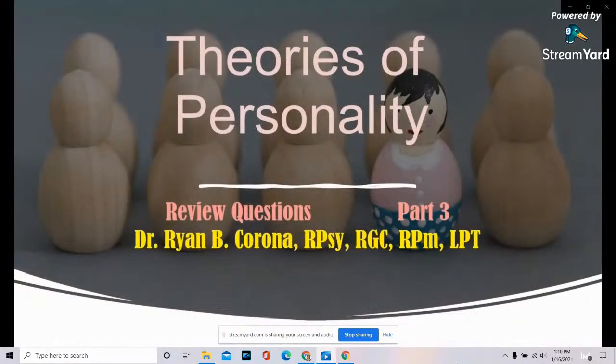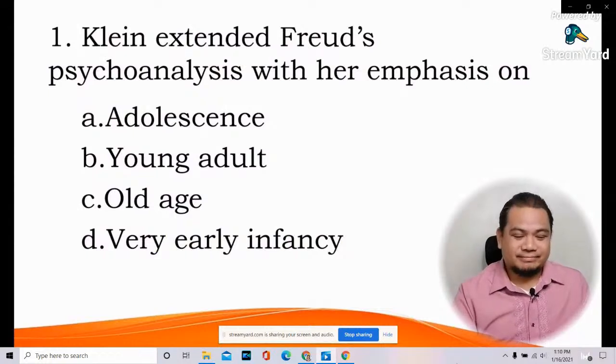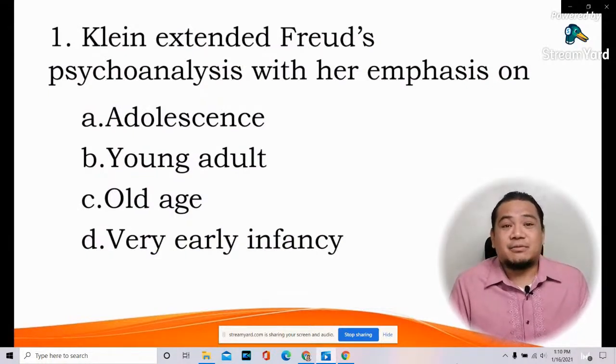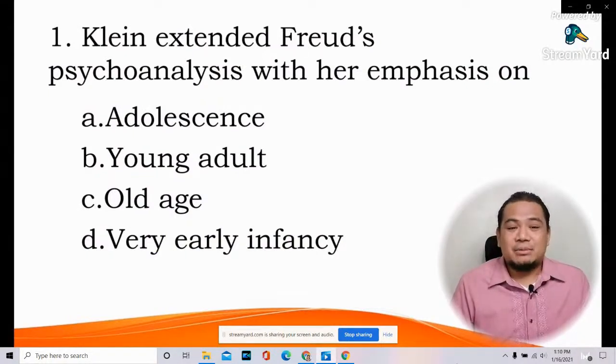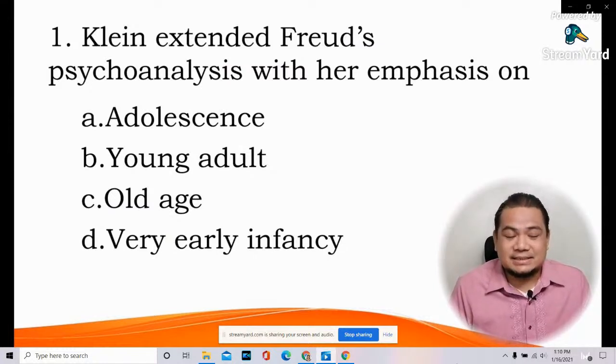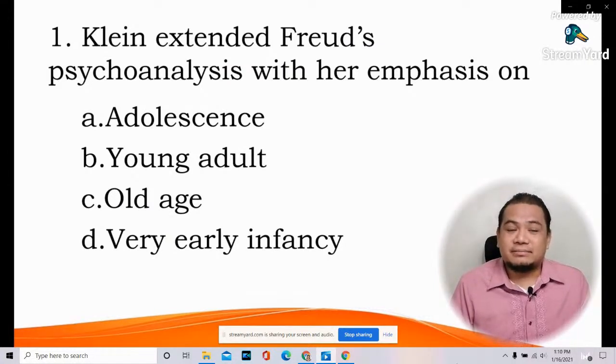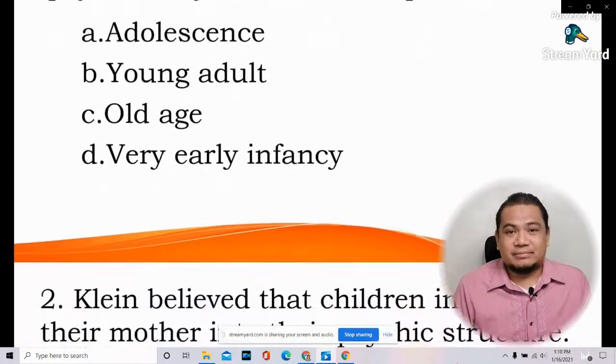Theories of Personality Review Questions. Number 1. Klein extended Freud's psychoanalysis with her emphasis on A. Adolescence, B. Young adult, C. Old age, or D. Very early infancy.